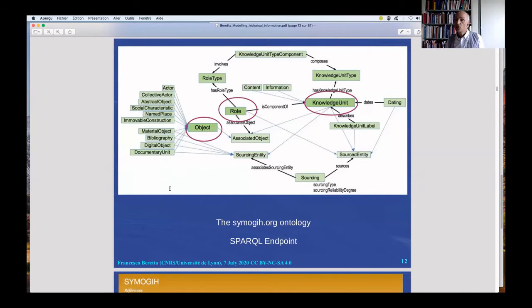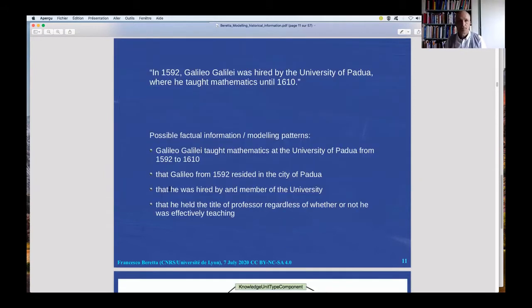And in Simogy, we did it in the same way as Factoid did. You have on the left all the objects in the world, the persons, the collective actors, and so on. And then you have pieces of information, knowledge units, which are the things that I just mentioned.